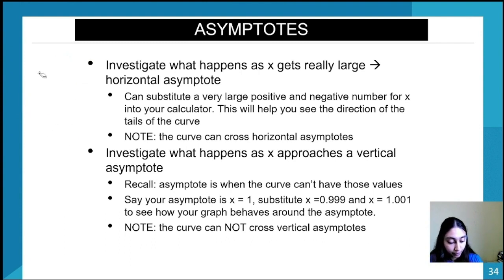So an asymptote is a point where the curve will approach but never reach. One way we can work out the asymptote is to inspect what happens as x gets really large. You can substitute a massive number, both positive and negative, for your x values into the calculator. My personal favorite, which I have always used, is 6 times 10 to the 6. It's big enough to make things work, and it'll help you see the direction in which your curve tails.